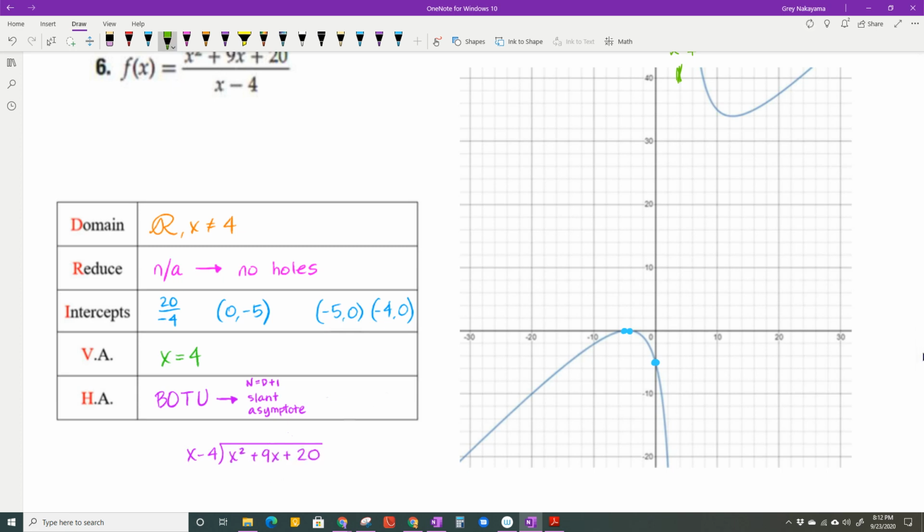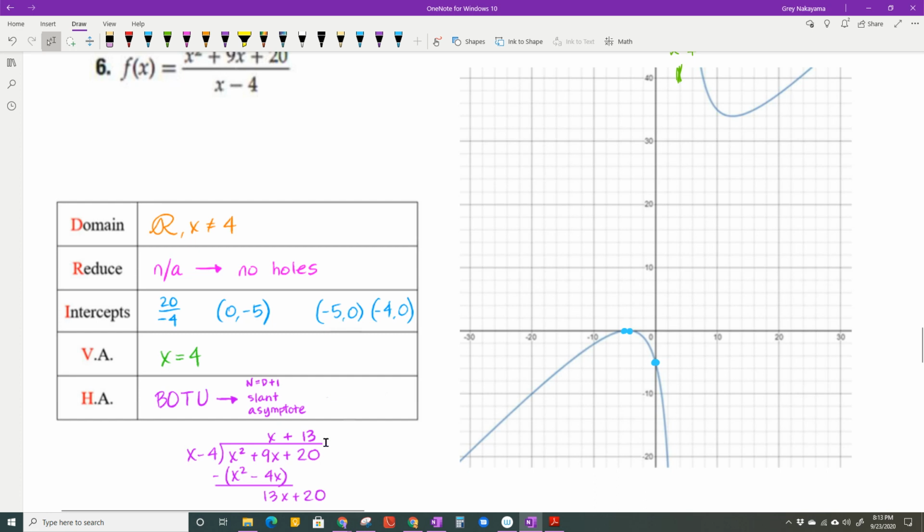So what do I multiply x by to get x squared? Okay, or x squared divided by x is x. I didn't want to write the whole thing. Anyway, so x times x minus 4 is x squared minus 4x. When I subtract, 9 minus -4 is 13x, and I bring down my plus 20. What I multiply x by to get 13x is 13.